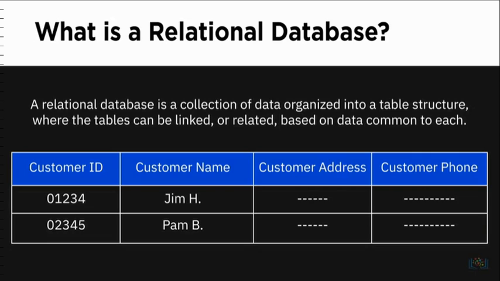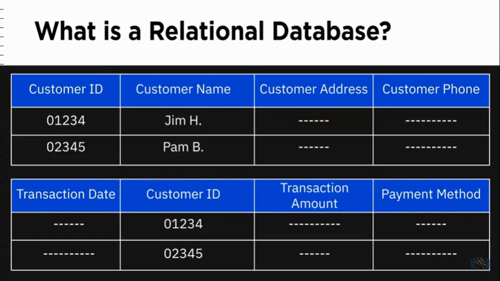Now let's understand what we mean by tables being linked or related based on data common to each. Along with the customer table, the company also maintains transaction tables that contain data describing multiple individual transactions pertaining to each customer. The columns for the transaction table might include the transaction date, customer ID, transaction amount, and payment method. The customer table and the transaction tables can be related based on the common customer ID field.